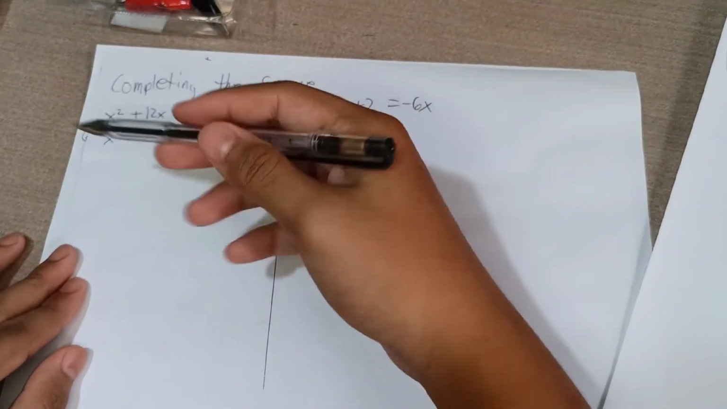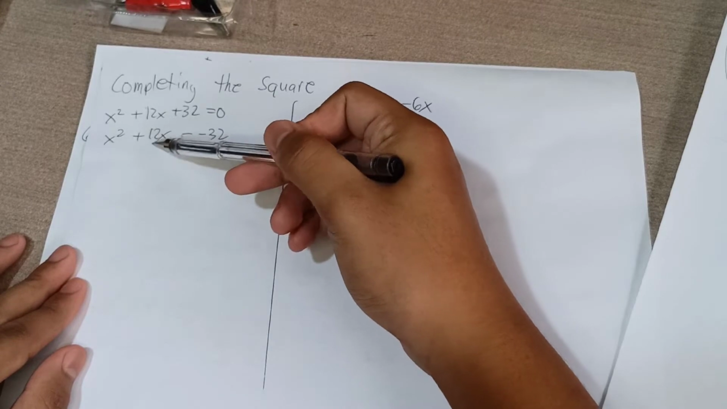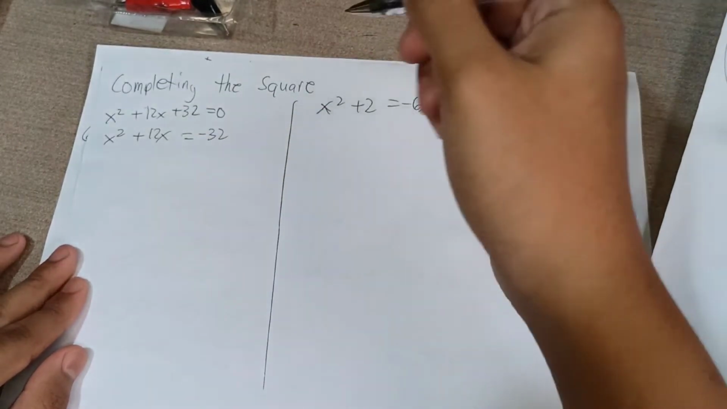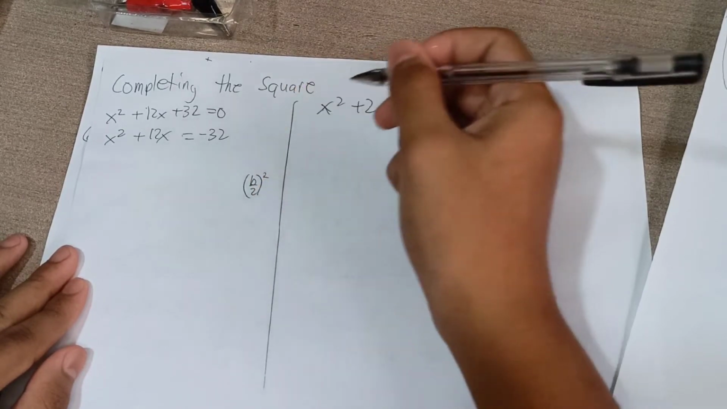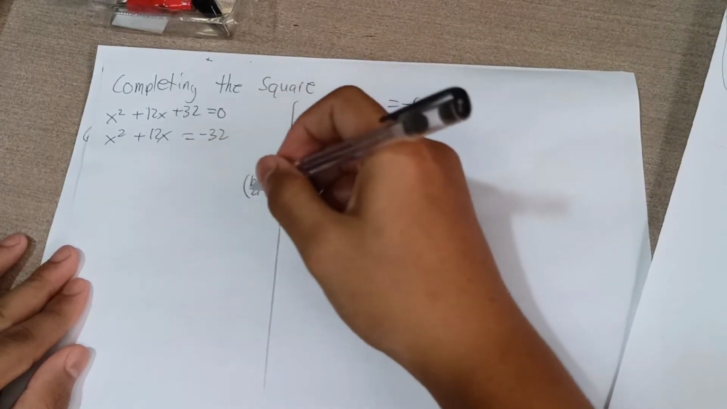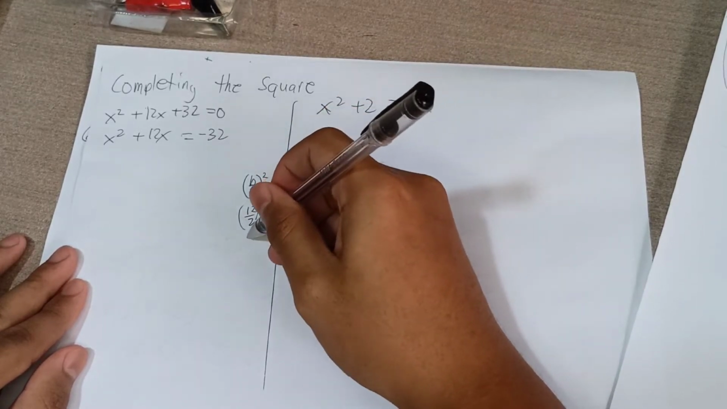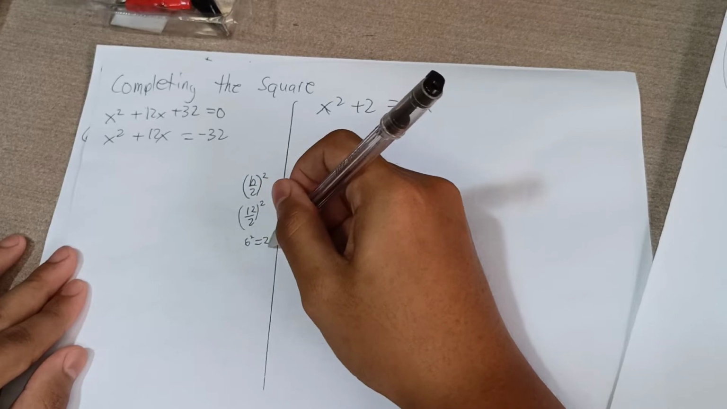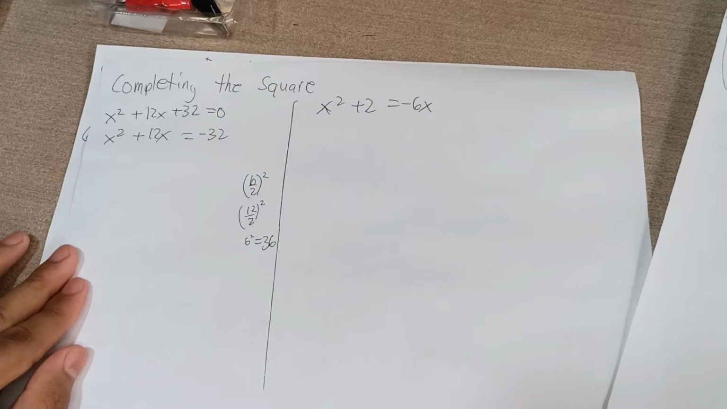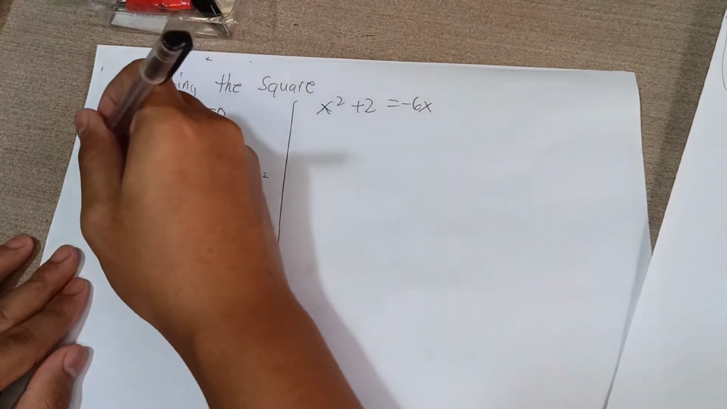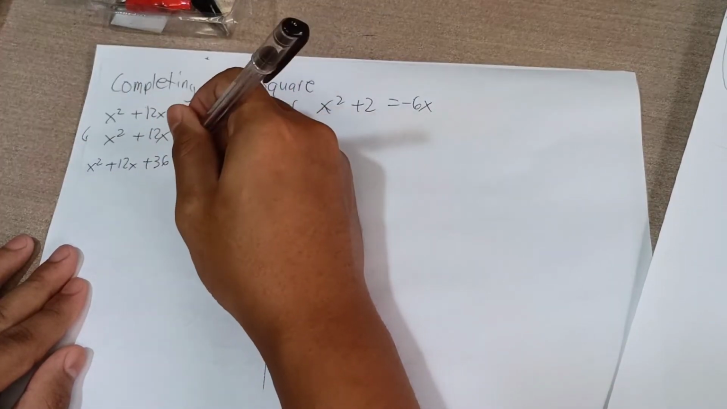Now, to make the left side a perfect square trinomial, we will divide the b coefficient by 2, then square it. So, b over 2 squared. So, we'll input 12 for b, 12 over 2 is 6, then 6 squared is equal to 36. We have 36, so we will add 36 to both sides. X squared plus 12x plus 36.